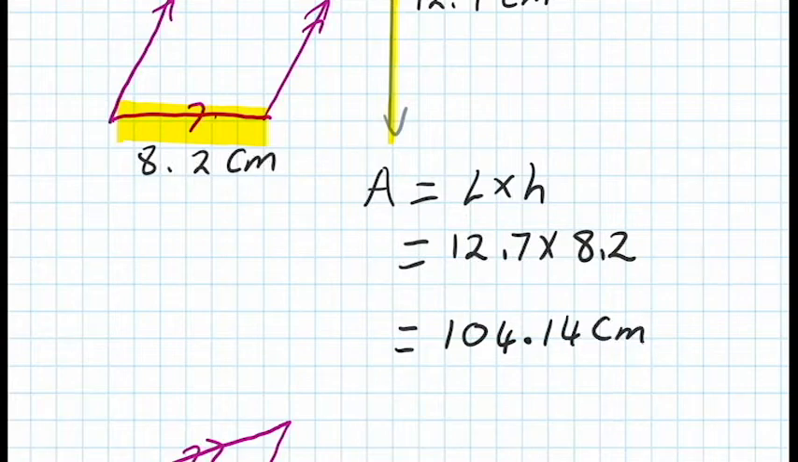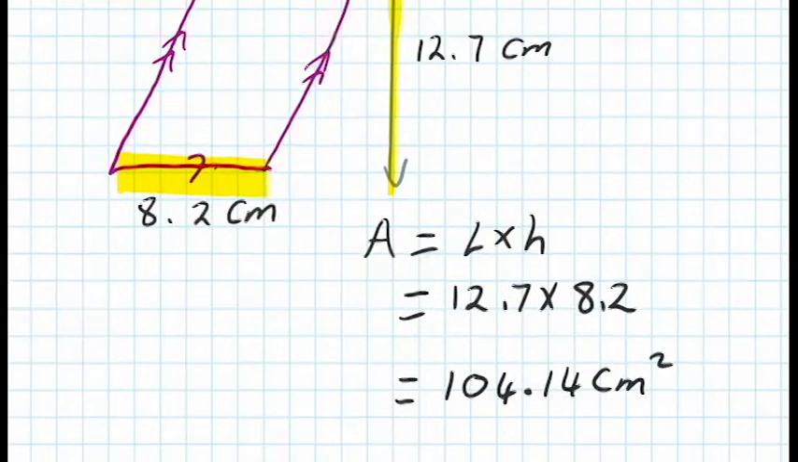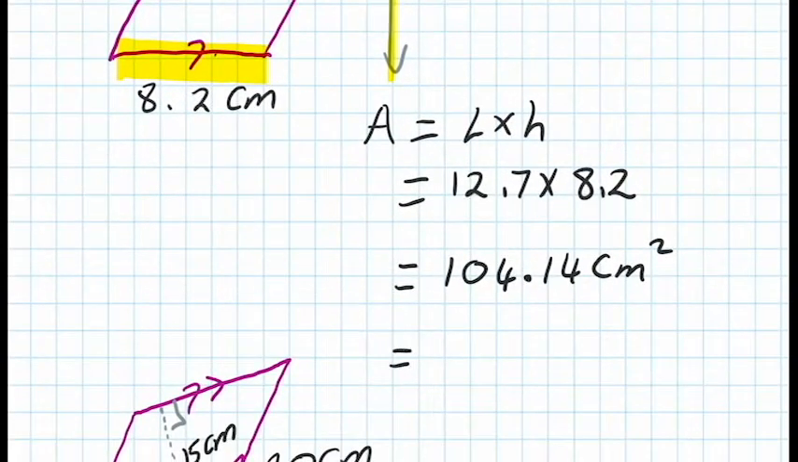104.14 centimeters squared. Now, if you look at the question, it actually gives you 1 decimal place, so we had better write it in 1 decimal place. If you write 104.14, it's still alright, there's nothing wrong with that, but to be consistent, because I gave you 1 decimal place, we can just give it 1 decimal place. That's how it works.